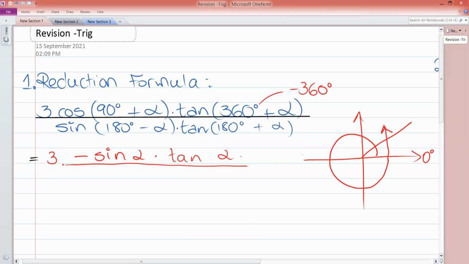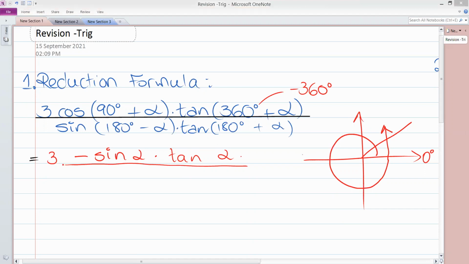Because remember, that's the purpose of reduction. You have to make it into an acute angle. 360 plus alpha is not an acute angle, okay? All right, so that's why we subtract 360, okay? Got it, ma'am, thank you.